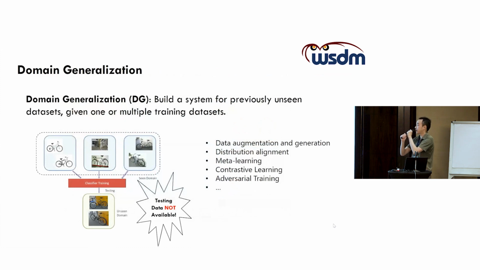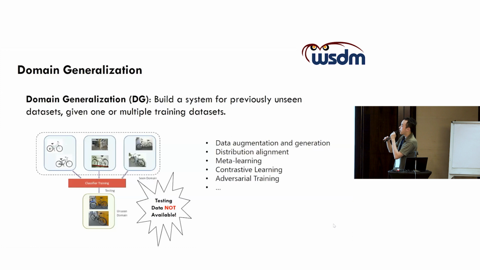So that's why we focus on the problem of domain generalization. The idea of domain generalization is this: because we don't have the target domain data, but we assume that we can collect some data under some particular environment during the training stage, we want to ask whether it is possible to build a system for a previously unseen data set, given one or multiple training data sets. But of course, because the target domain is not available, we always have the assumption that the target domain should be related to the source domain. Otherwise, we are not able to generalize.